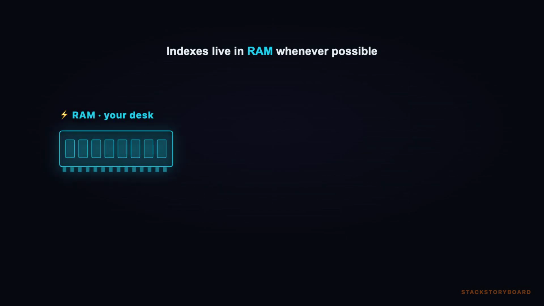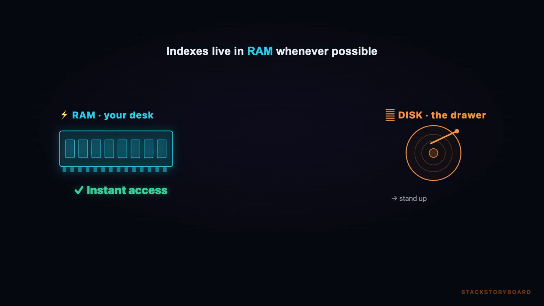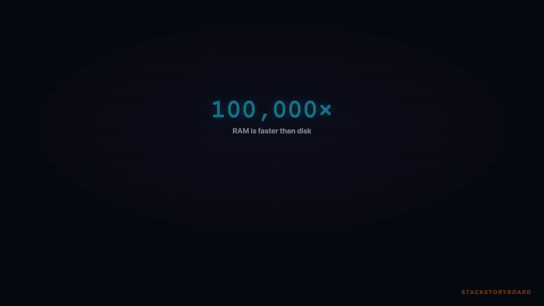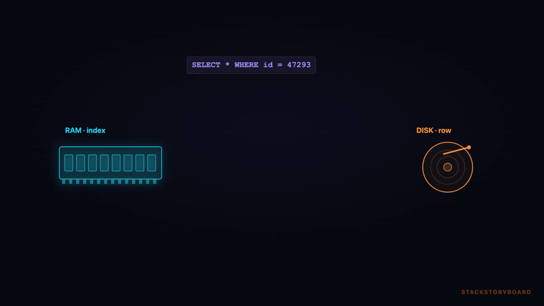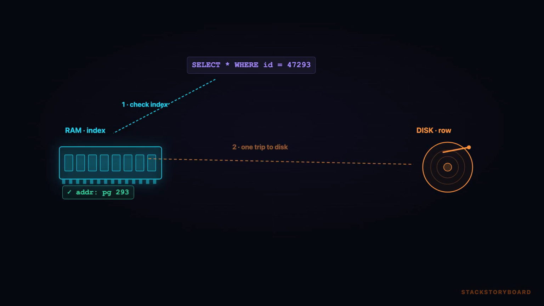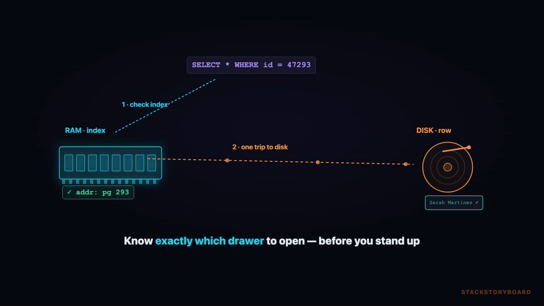Now, here's where it gets wild. Databases keep indexes in RAM whenever possible. RAM is like keeping those index cards on your desk instead of in a drawer. Your desk? Instant access. The drawer? You gotta stand up, walk over, pull it open. That's disk storage. RAM is 100,000 times faster than disk. So when you run a query, the database checks the index in RAM, finds the address of your data, then makes one trip to disk to grab the actual row. It's like knowing exactly which drawer to open before you even stand up.